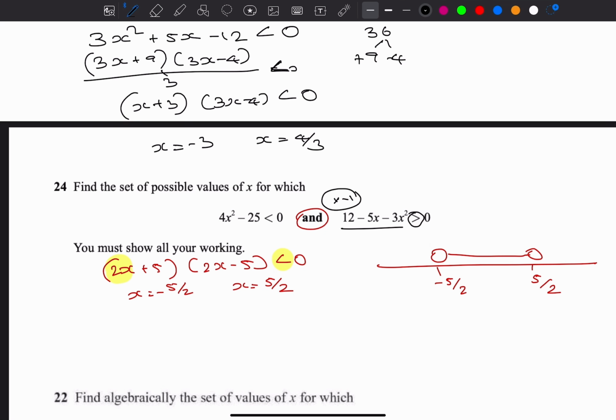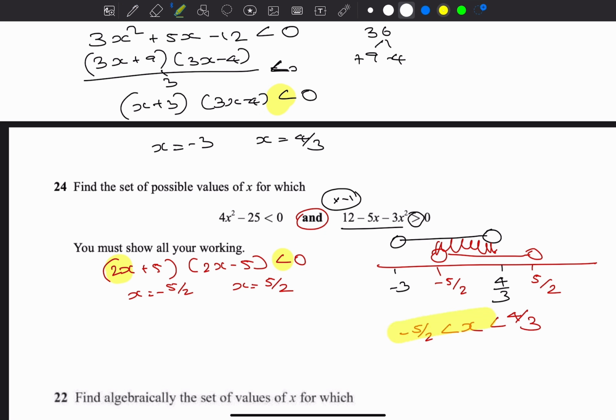So x is 4 over 3, which is roughly here, and x is minus 3, which is roughly here. So circle, circle, and look at the way the sign is. There you go. Join it in. Wherever they intersect, like this, that's the intersection, the top line and bottom line. x is greater than minus 5 over 2 and less than 4 over 3. And that is what your final answer should look like.